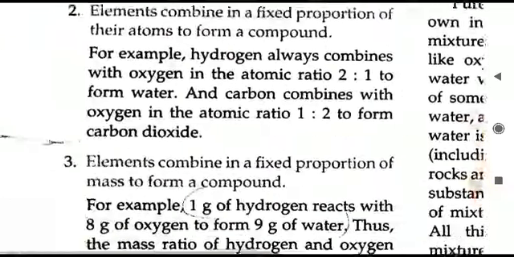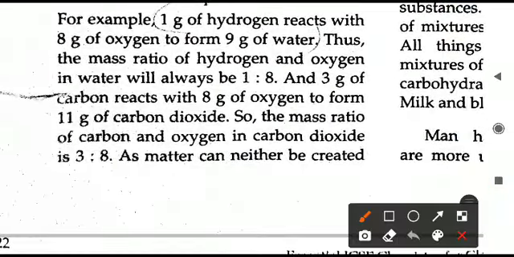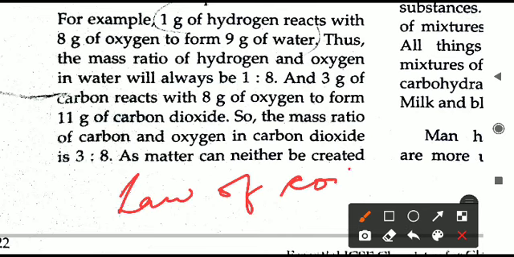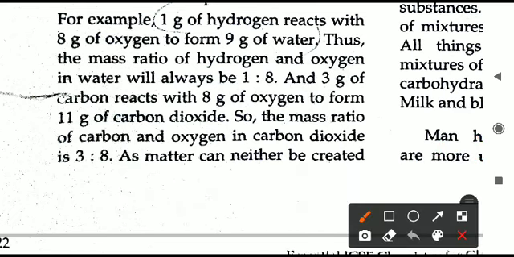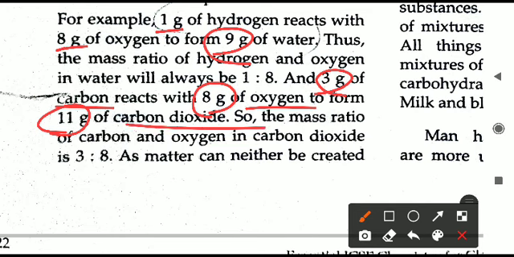Okay, so this is based on a rule called the law of conservation of mass. You will learn about this in more detail in the next class. Only the name of the law I am writing here: law of conservation of mass. You can see here, mass is not destroyed. 1 gram hydrogen, 8 gram oxygen, 1 plus 8 is 9, so 9 gram water. Same with 3 gram carbon, 8 gram oxygen, 3 plus 8 is 11 gram of CO2.